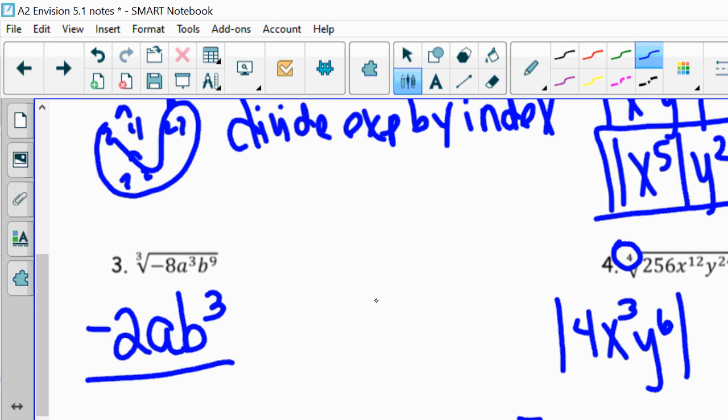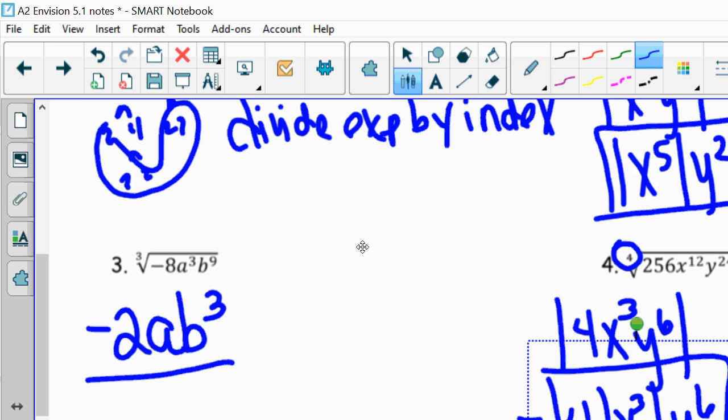So now let's talk about what has to stay underneath the absolute value sign. So this is equal to, I have a positive 4, so that can come out. X to the 3rd power, that's an odd exponent, but my original exponent was x to the 12th, which is even, so the x cubed has to stay in the absolute value sign. Y to the 6th is even, so no matter what, that would be positive. So there's our answer. 4 absolute value of x cubed times y to the 6th.